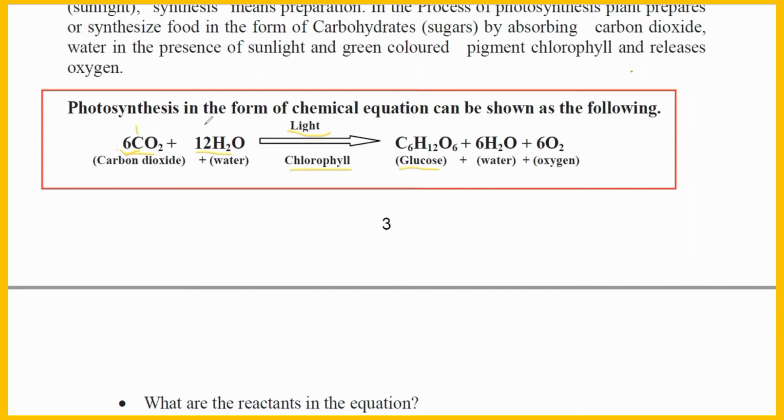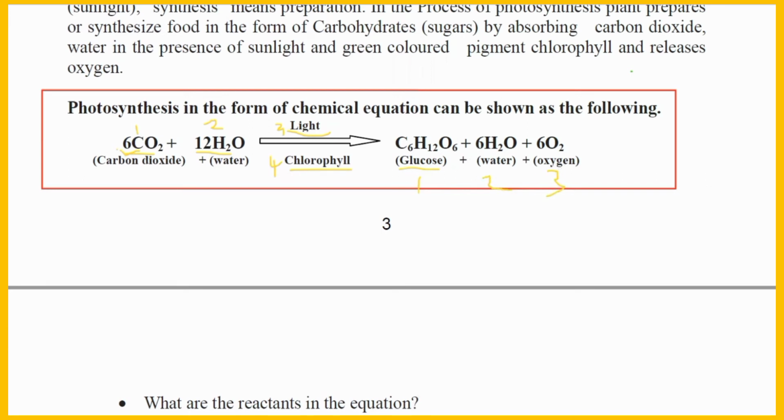1, 2, 3, 4 reactants. That is, number 1 is carbon dioxide, number 2 is water, number 3 is light, number 4 chlorophyll. These are the reactants participating in the photosynthesis, and they form three products. Number 1 glucose, number 2 water, number 3 oxygen.